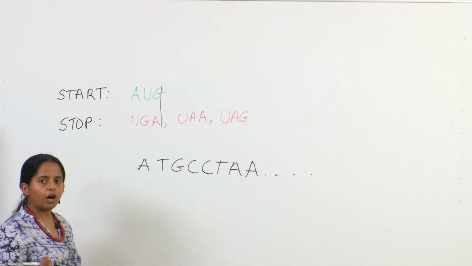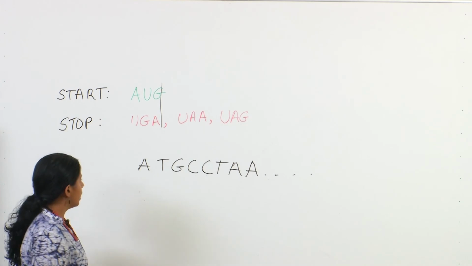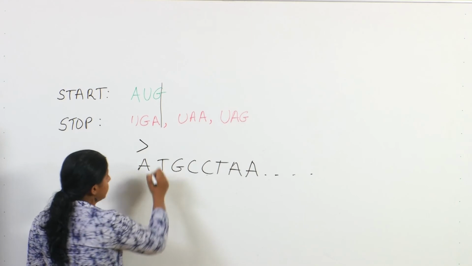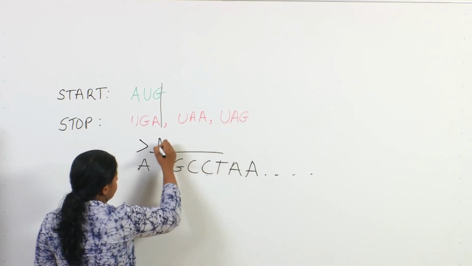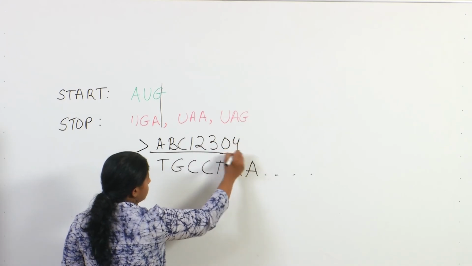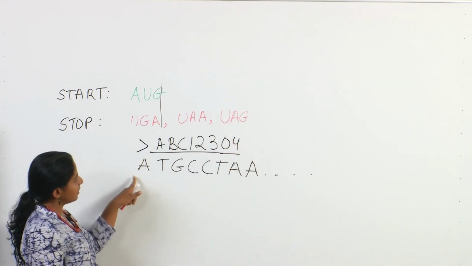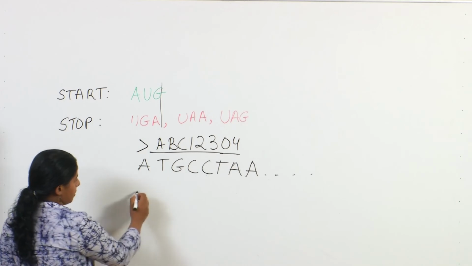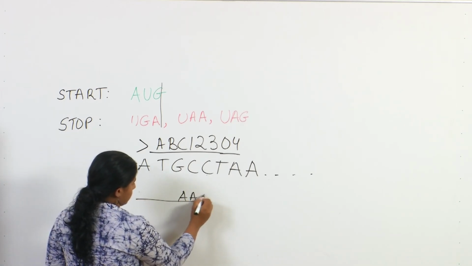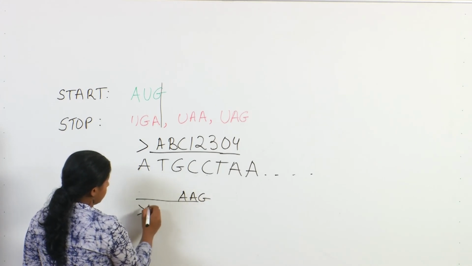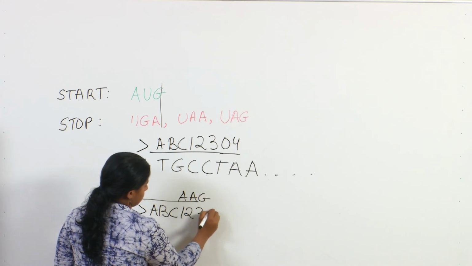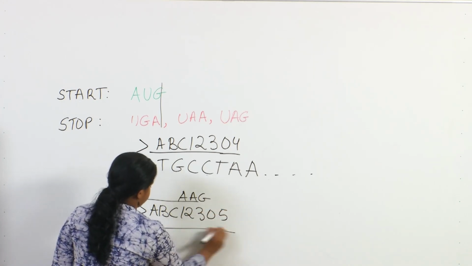Now let's take a look at how your typical FASTA file will look. A typical FASTA file will have a mark like this. It will have the name of this read, so it could be A, B, C, 1, 2, 3, 0, 4, something like this. Then in the next line you will have the sequence. It might be many lines of sequence, and then when the sequence ends, you will have another line, and then in the next line you have your more sequences.